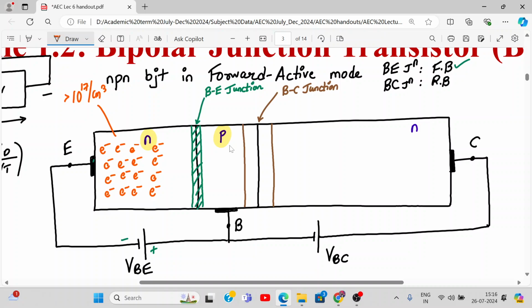Now where will these electrons go? There are two ways. Either they go towards the negative side of the battery, which they will not, because like charges repel, so they will be pushed over here.